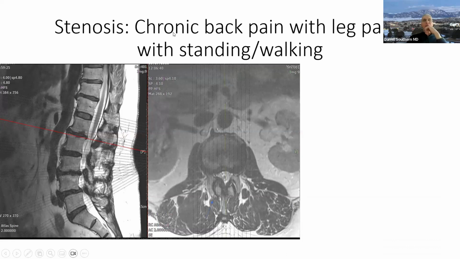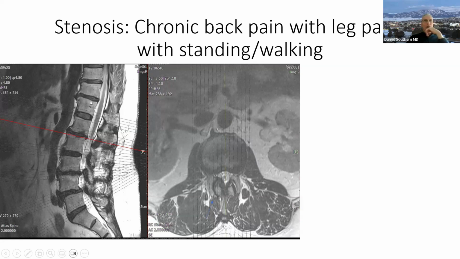Here's another case, different case. Patient comes in with chronic back pain with leg pain. And funny thing, the pain is there only with standing and walking. He feels much better the minute he sits down. What's going on here? Well, here's an MRI of that patient.